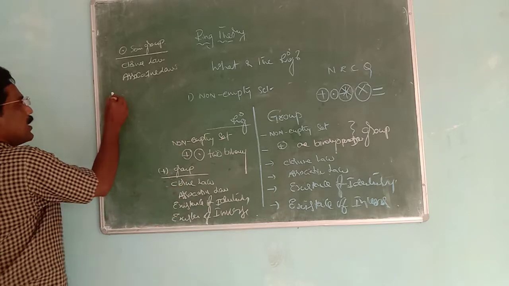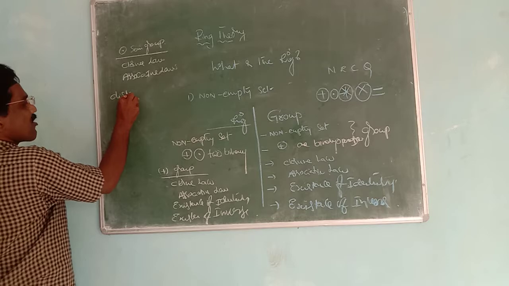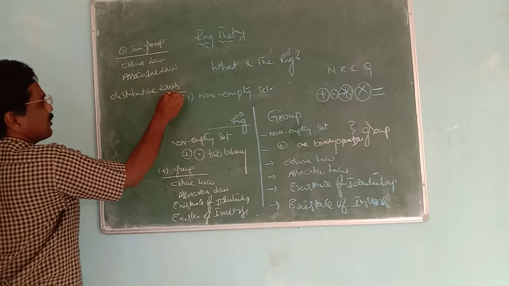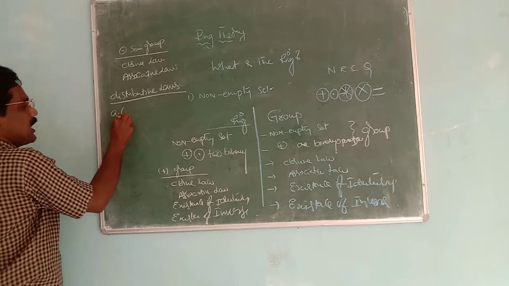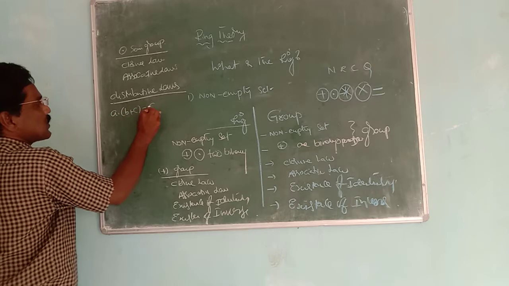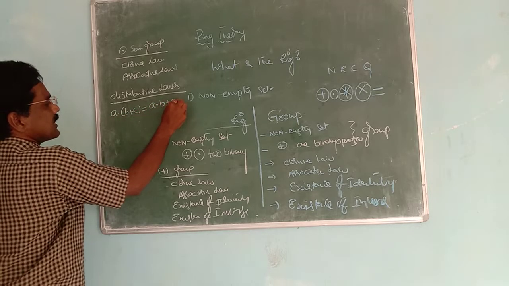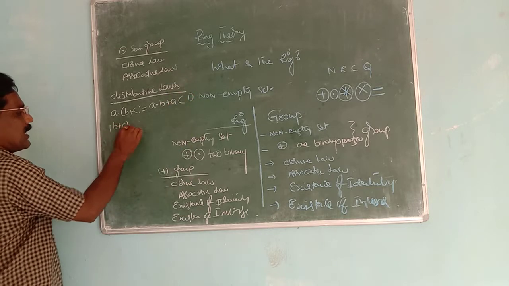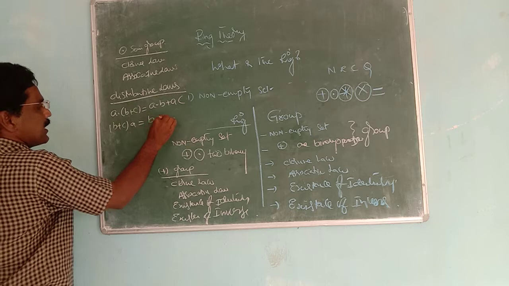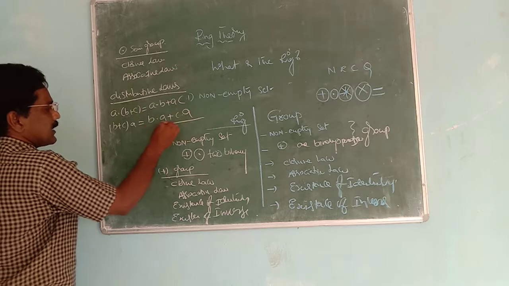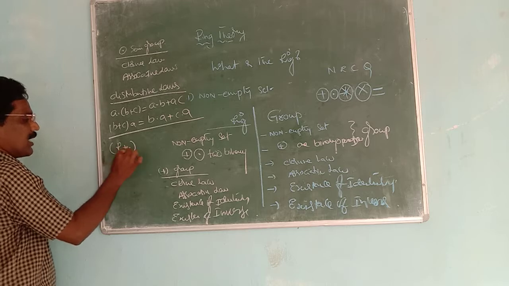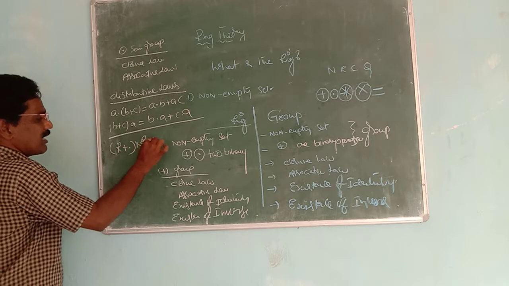So next one, distributive laws. What are the distributive laws? A dot (B plus C) is equal to A dot B plus A dot C, and (B plus C) dot A is equal to B dot A plus C dot A. Then (R, plus, dot) is a ring.